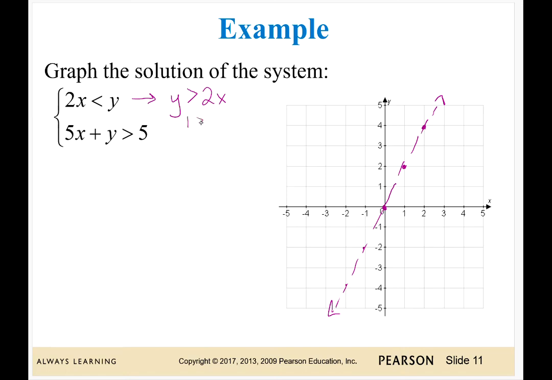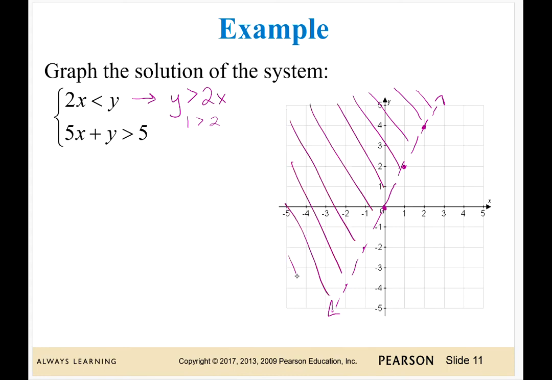So if I test 1, 1 on this one, I get 1 is greater than 2. Is 1 greater than 2? Definitely not. So 1, 1 is not shaded, so that means I have to shade up this side. So the other side of the line will be shaded. Okay, so there is the graph for that first one.